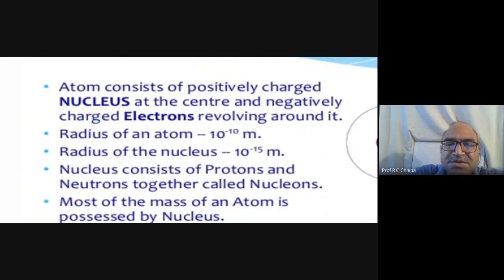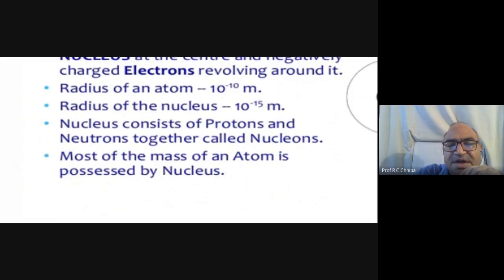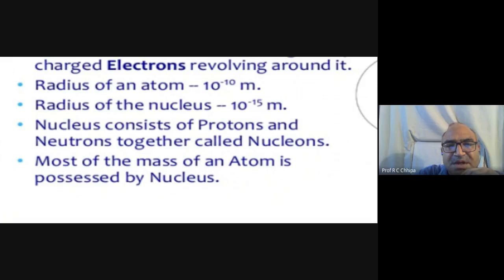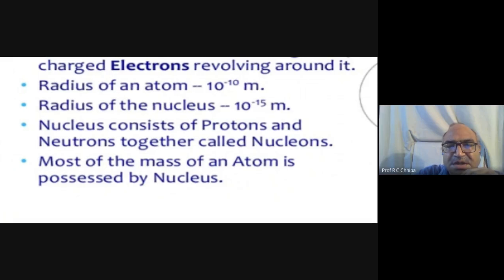So the atom consists of a positively charged nucleus at the center and negatively charged electrons revolving around it. The radius of an atom is 10 raised to power minus 10 meter. Here the radius can be expressed in angstrom, so 10 raised to power minus 10 meter is equal to 1 angstrom. Besides the nanometer and the micrometer, we can use a smaller unit, the angstrom.